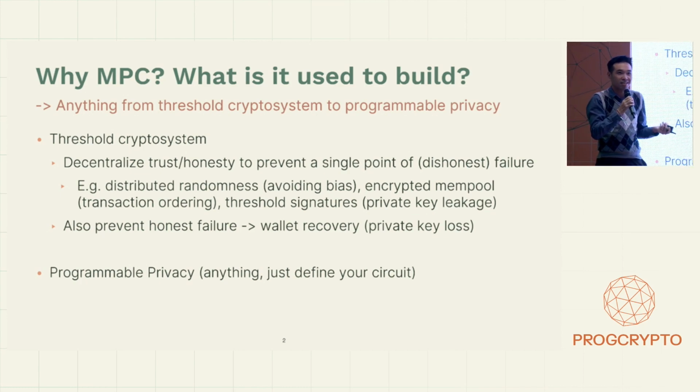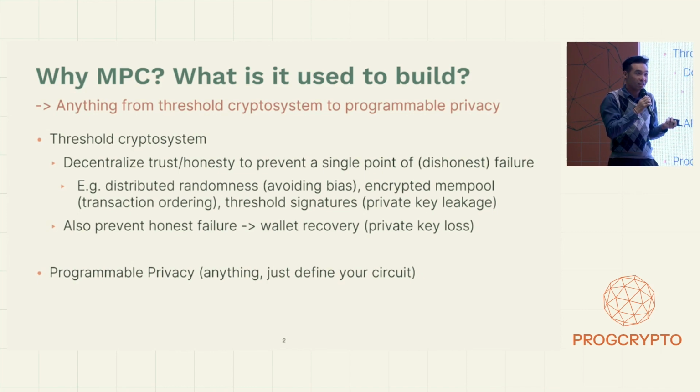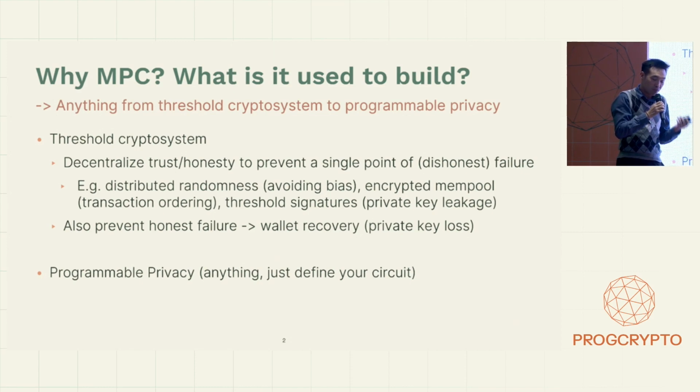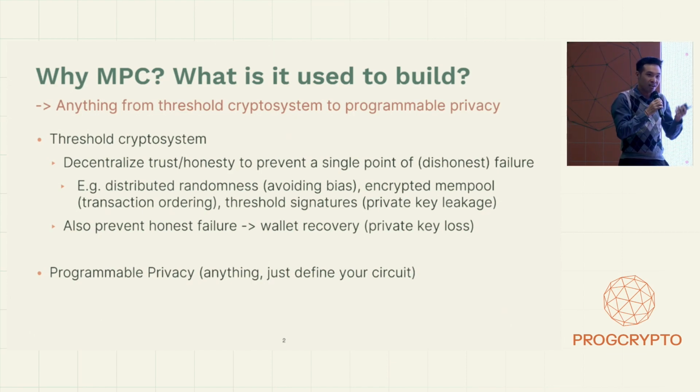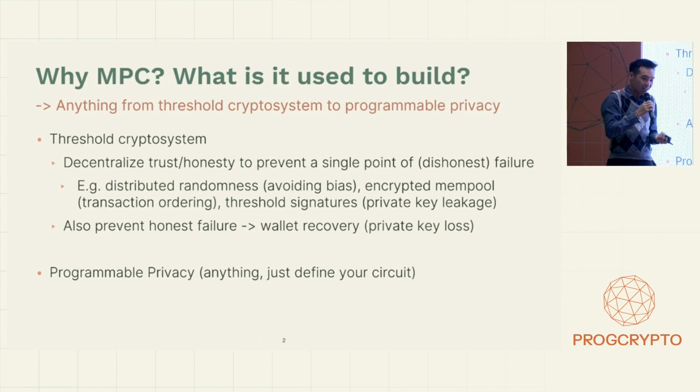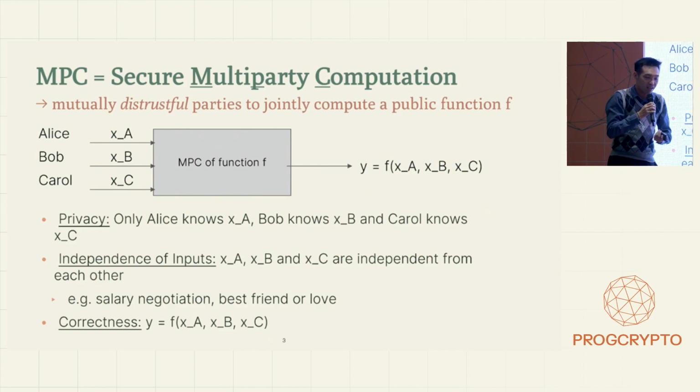Just imagine that your private key disappears someday just because your phone is burned. So it is good if you can have some recovery system based off the threshold system. You can also have a more sophisticated form of MPC in the form of programmable privacy. As Barry tried to give this impression yesterday, you can have anything: just define your circuit and then you can have it. So what exactly is MPC?